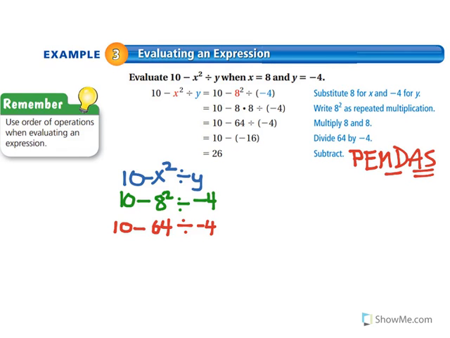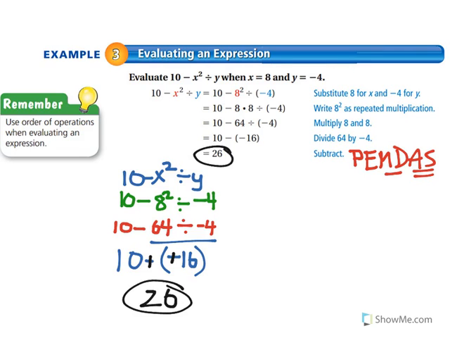Our next step is, well, we have no other exponents, so now multiply or divide. We do have a division problem, so we're going to do that next. So -64 divided by -4 would get us -16. I'm going to put this in parentheses because it's 10 minus -16. Then we do our LCO, leave, change, opposite. 10 plus 16 is 26. And that is our answer.